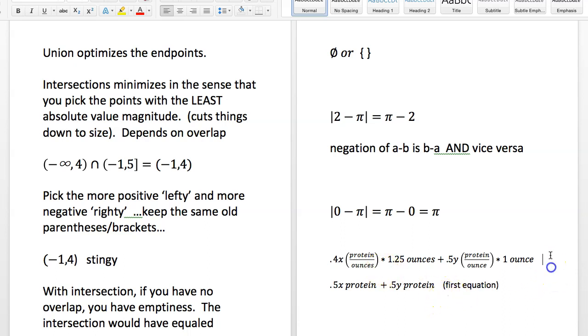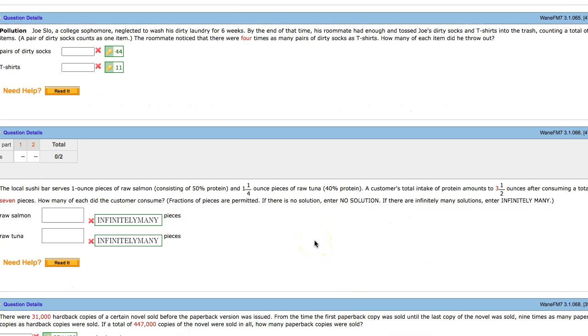That was sweaty. Okay, and that's 0.4, 40% protein per ounce. Okay. Now, 7 pieces are consumed. Okay, 7 pieces are consumed, but now I'm not done.